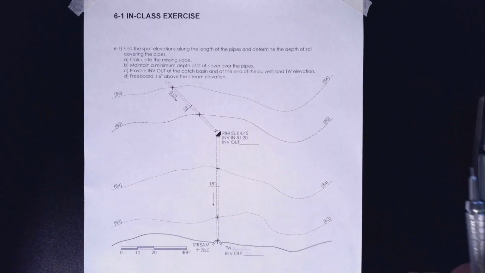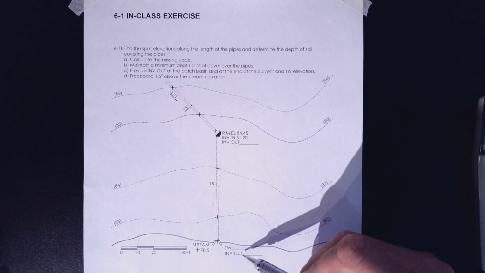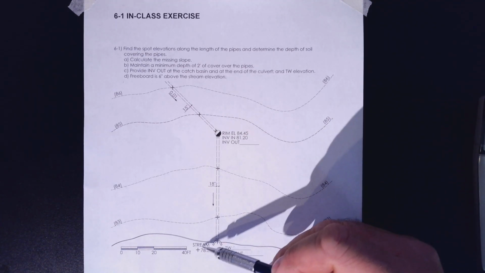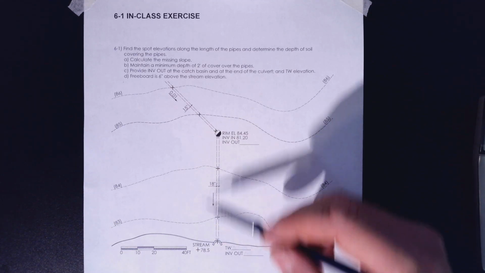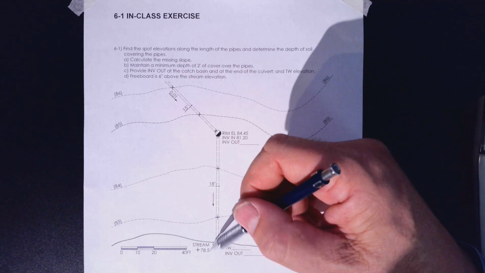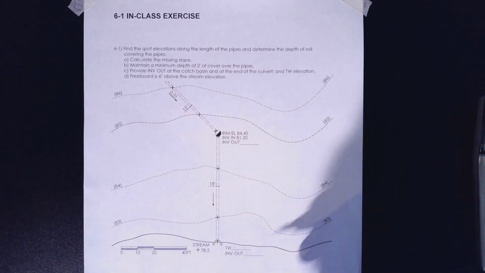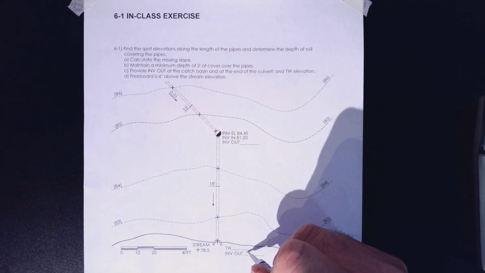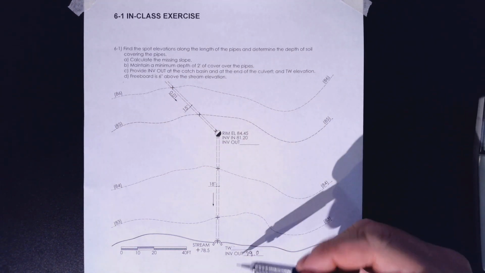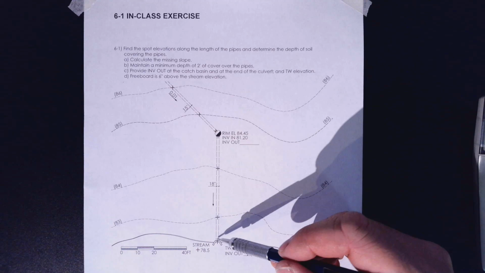So with that said, let's go ahead and do this assignment. Invert out, we said that it's 6 inches. The invert out has to be 6 inches above the stream. That's this freeboard up here. So 6 inches is half a foot. So that would put this at 79.0 feet. We simply added a half foot of freeboard.